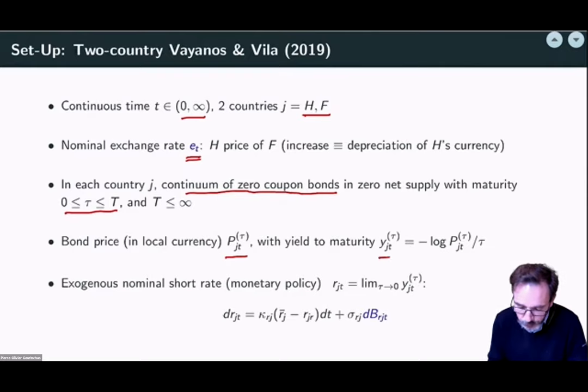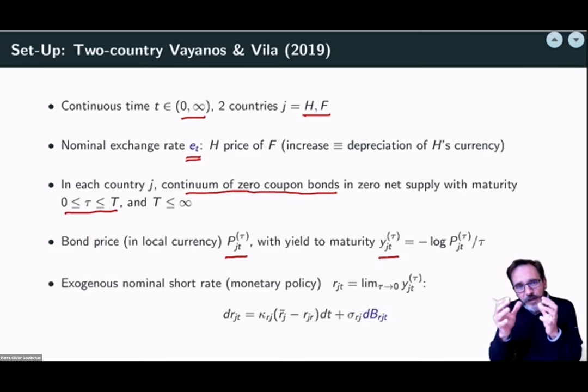And the yield to maturity is also mechanically defined as the negative of the log of the price of that bond divided by the maturity of the bond. So this is just notation. Now, think about the instantaneous bond, the one that pays sort of immediately.